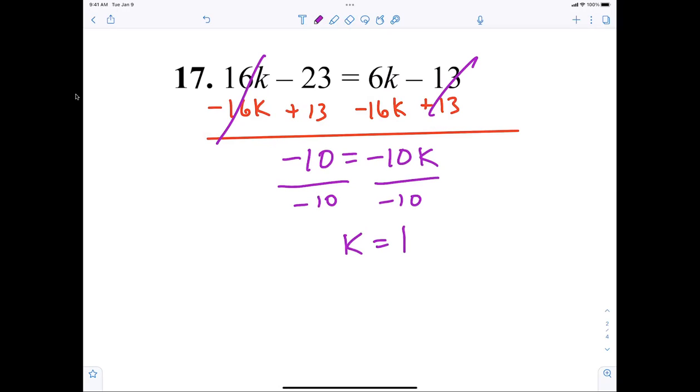Now, can you see, nothing's wrong, right? But do you see it would have been better to move the 6 over to the left? Yeah. Because now we're just dealing with what? Positives, right? But again, it doesn't matter if you know how to add and subtract.